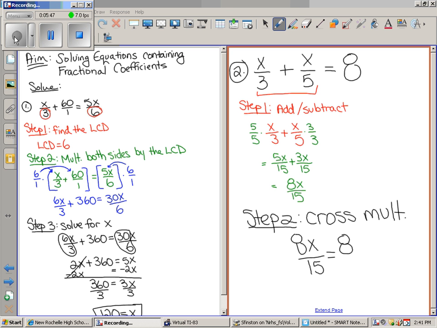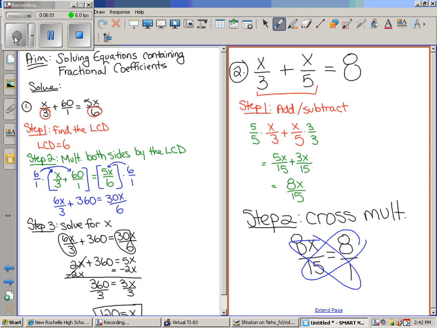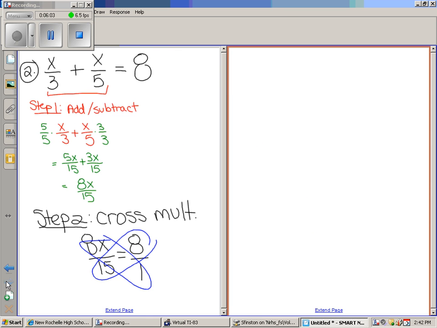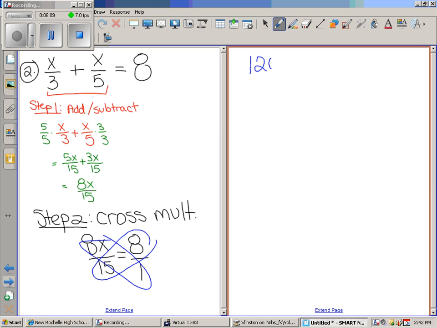Well, the left-hand side was combined, all right? The right side stayed as 8. That's the same thing as 8 over 1. Now that's a proportion. What do you do when you have a proportion? Cross multiply, as step 2 states. So what is 8 times 15? Good. That's 120 equals 8x.